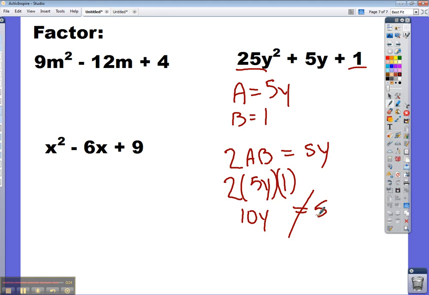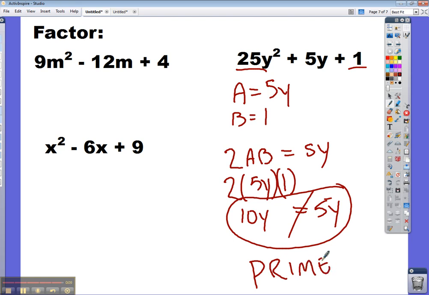It does not equal 5y. Therefore, you can't factor it as a perfect square binomial. So in this case, since the 2ab did not work out, the answer is prime, because you can't factor it. And that's it.